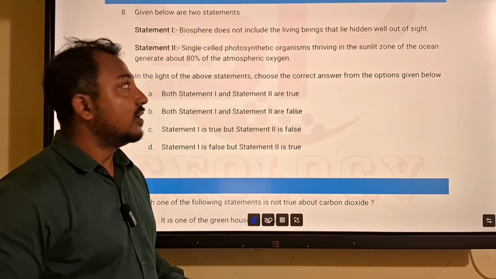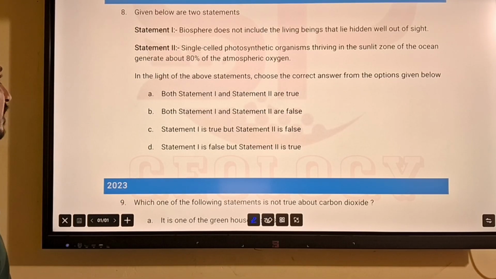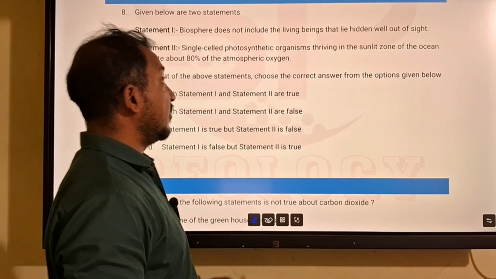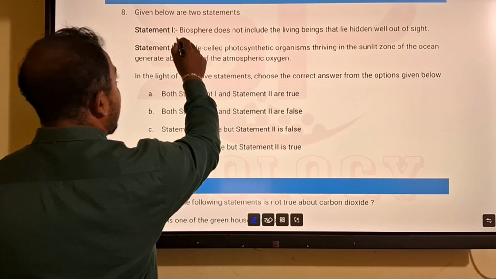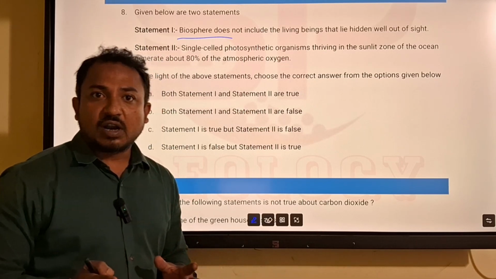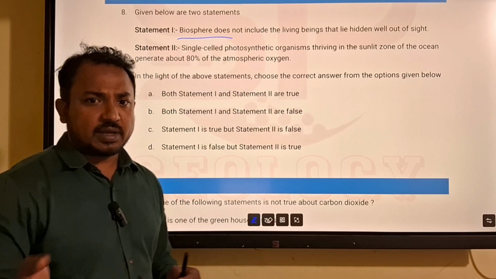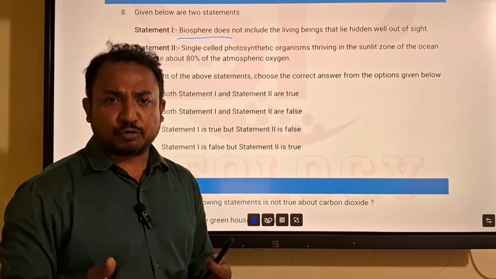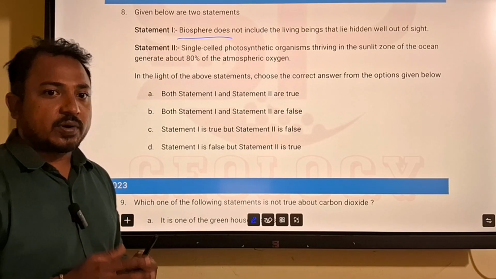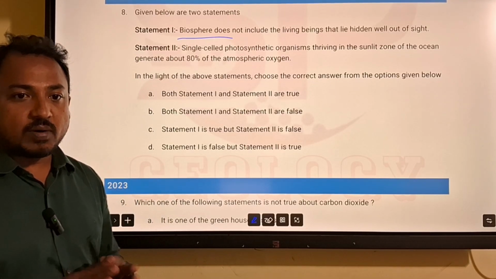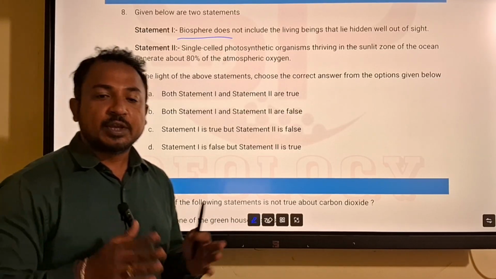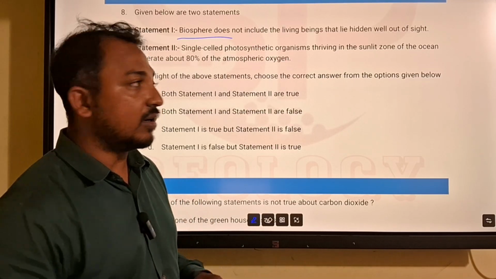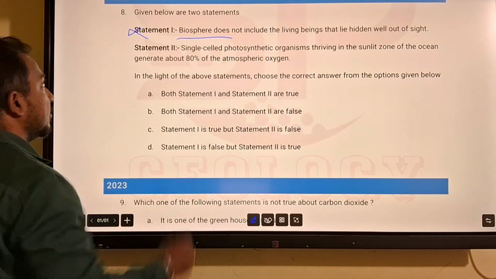Come to the next question, where we have two statements. One is: biosphere does not include the living beings that lie hidden well out of sight. So let's remember, biosphere includes all the living organisms that are present on the earth, whether they are hidden or microscopic, like microbes in soil or in deep oceans, in rocks. They all will be included within the biosphere. So the biosphere includes all living organisms on the earth. So this statement will be incorrect.